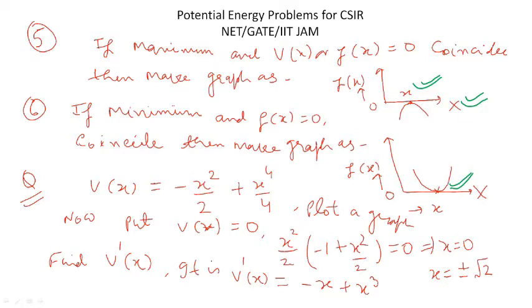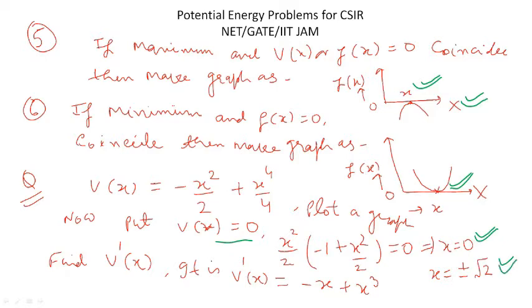Now your first problem is V(x) given as minus x squared by 2 plus x to the power 4 by 4. Now you have to plot a graph between V(x) and x. So your first step is to put V(x) equal to 0. When you put V(x) equal to 0, it comes out that x equals 0 and x equals plus minus root 2.